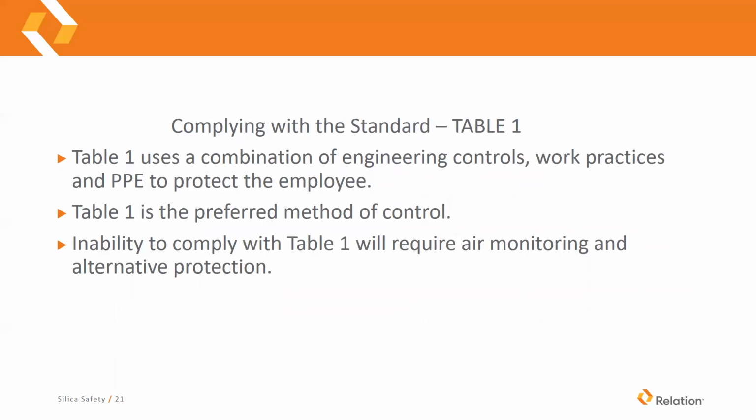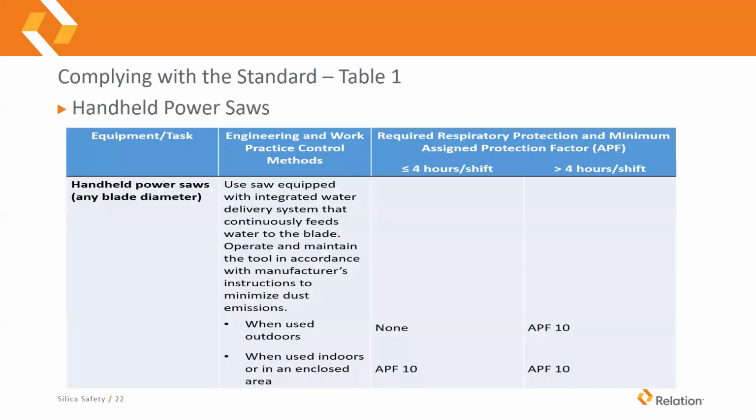All right, so earlier we talked about Table 1, and we're going to talk about this a little bit more. Table 1 uses a combination of engineering controls, work practices, and PPE to protect the employee. Table 1 is the preferred method of control. If you cannot comply with what is in Table 1, you are going to be required to do air monitoring and use an alternative protection. So anytime you can stay within Table 1, you're a whole lot better off than having to work outside of Table 1, because it just kind of opens up Pandora's box with a lot of different and also costly things that you're going to have to do. So we'll take a look at Table 1.